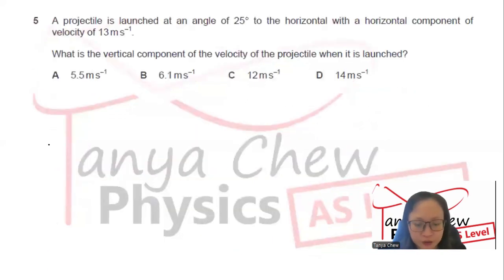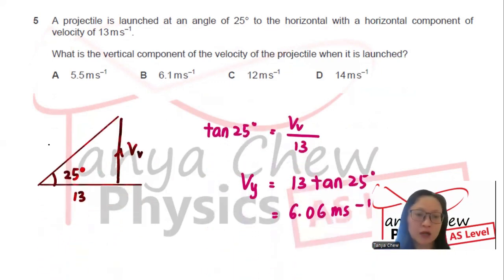Question number 5. A projectile is launched at an angle of 25 degrees to the horizontal with a horizontal component of velocity of 13 meters per second. What is the vertical component of the velocity of the projectile when it is launched? First of all, when this is about projectile, I would strongly suggest you to draw out the whole diagram. So this is a diagram. See, 25 degrees, and the horizontal velocity is 13. It is not the resultant velocity that is 13 meters per second. So you have to beware of that.